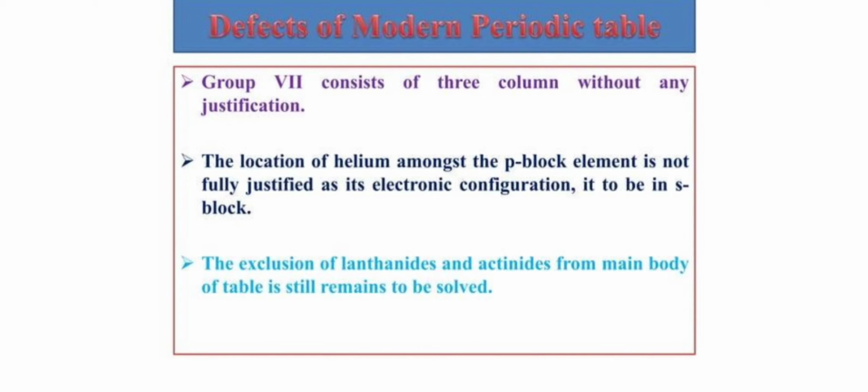Some defects will be there in every periodic table. Group 8 consists of 3 columns without any justification. Yes, the location of helium amongst the p block elements is not fully justified. Its electronic configuration is that of an s block element. Helium is placed among the noble gas elements, but its electronic configuration is similar to the s block. The placement of lanthanides and actinides outside the main body of the table still remains to be solved.